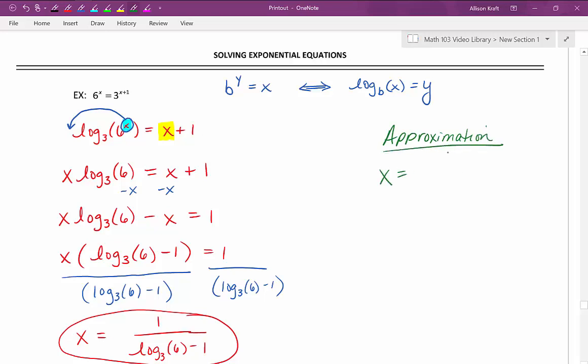We're going to have x equals 1 over, now we'll do the change of base formula for the log base 3 of 6 portion. This becomes the natural log of 6 over the natural log of 3, minus 1. Make sure when you type this into your calculator that you have parentheses around the denominator. Typing this into our calculator and rounding to the nearest thousandth, we get x to be equal to 1.585.